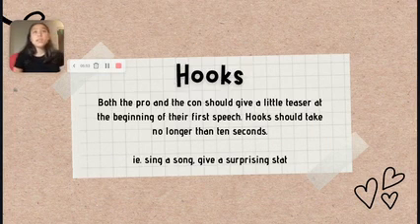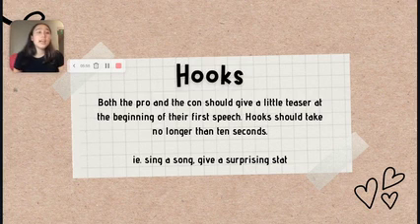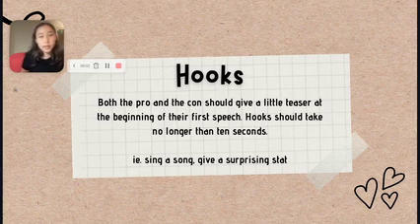Now, just before you say your contentions or the top of case, if you're on the pro, both the pro and the con should give a little bit of a teaser or an attention grabber at the beginning of their first speech. And this can make SPAR really fun.